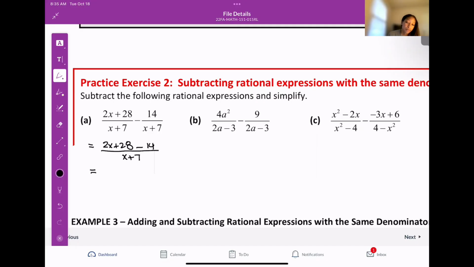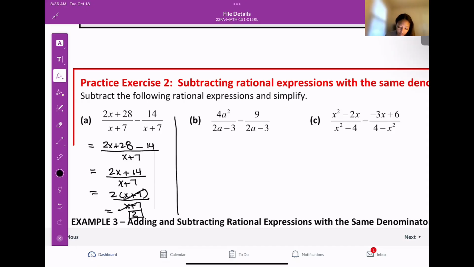The numerator then simplifies to 2x plus 14, because 28 minus 14 is 14, over x plus 7. And then we can factor out a 2 from the numerator. So we have 2 times x plus 7 over x plus 7, which gives us a final answer of just 2, because the x plus 7s cancel out.